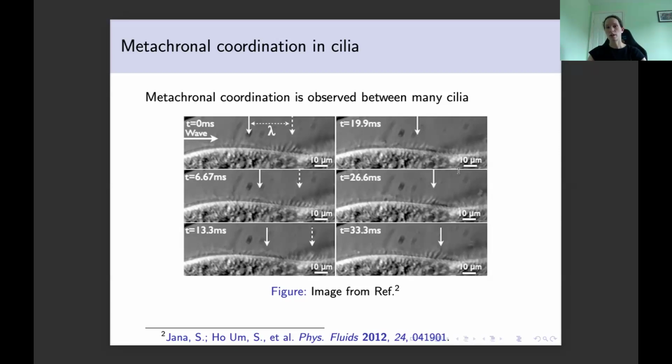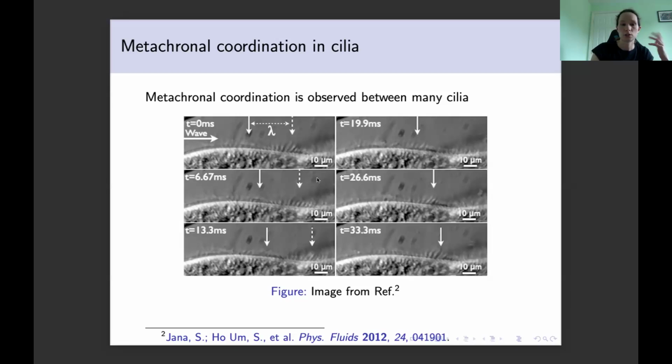What metachronal coordination means is, if you imagine the beat of an individual cilium, it moves through its beat cycle, and we can characterize the position within that beat cycle as a phase. As you move along the tissue, you can look at the phase of the cilia. The metachronal wave is a wave of the cilia phase. So we're not talking about a wave of fluid flow. The cilia create fluid flow, but we're not thinking about any kind of wave in the fluid. We're thinking about a wave of the cilium phase.